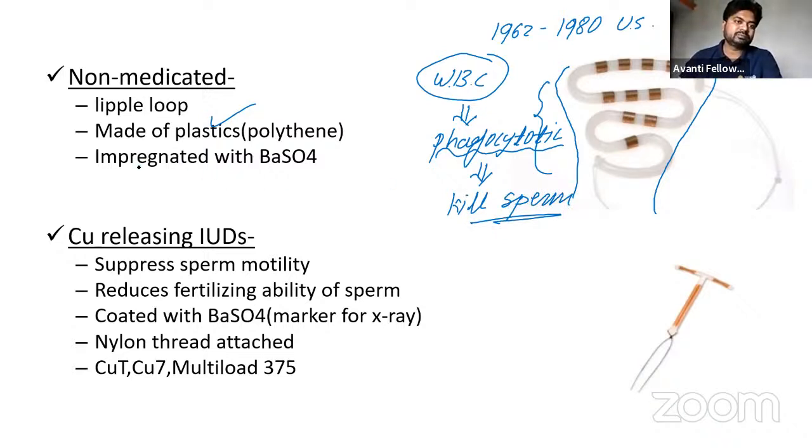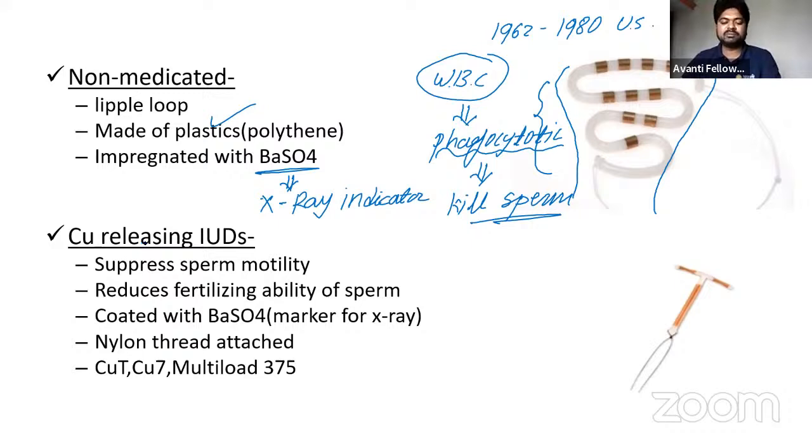We can say it is impregnated with BaSO4. So BaSO4 is the X-ray indicator. Actually, this Lippes loop is made from plastic, and if due to some problem it changes its place from the uterine region, the doctor has to make a lot of effort to find it, and that's why they added some BaSO4, which is an X-ray indicator. So the X-ray indicator easily indicates the position of the Lippes loop. Okay, that's why.